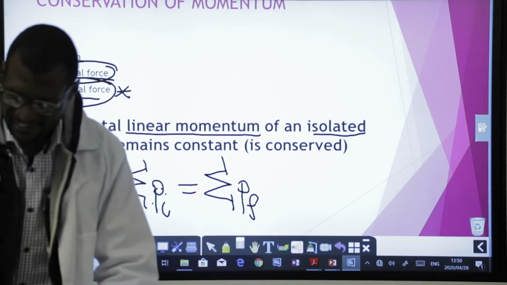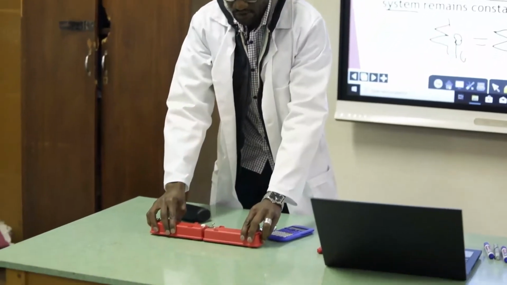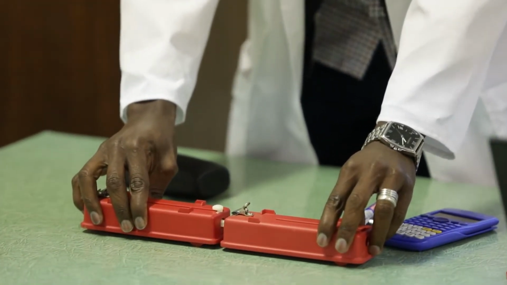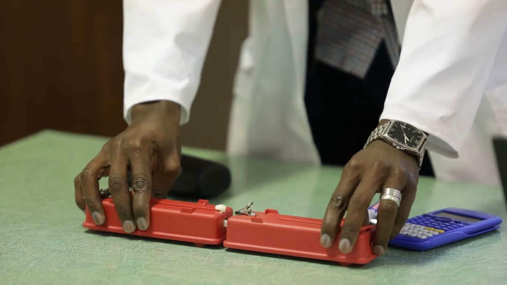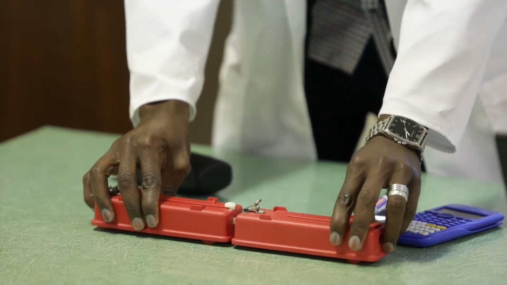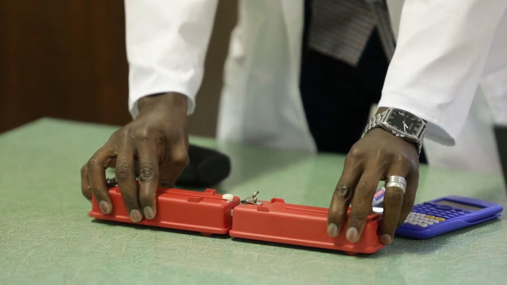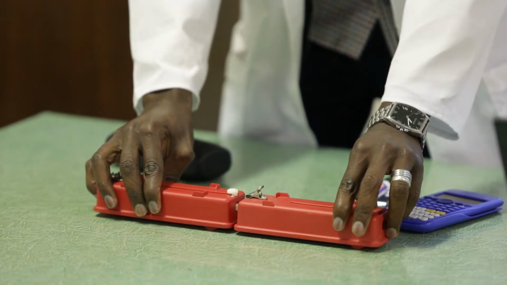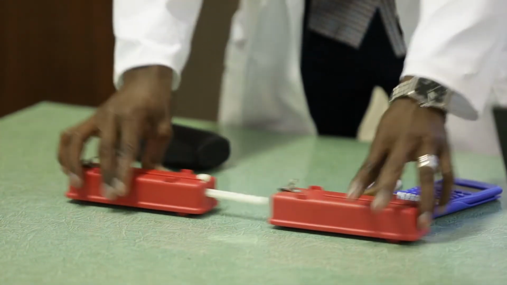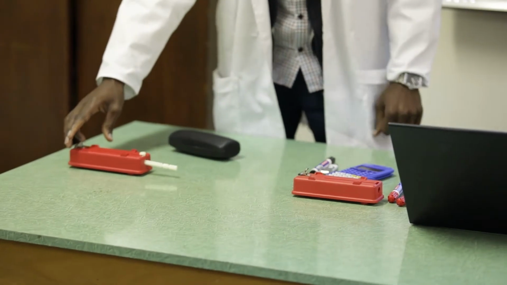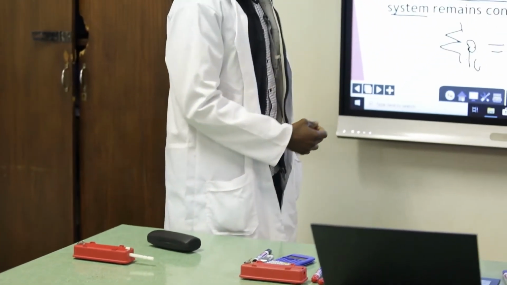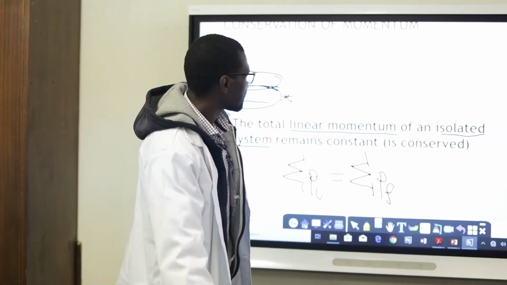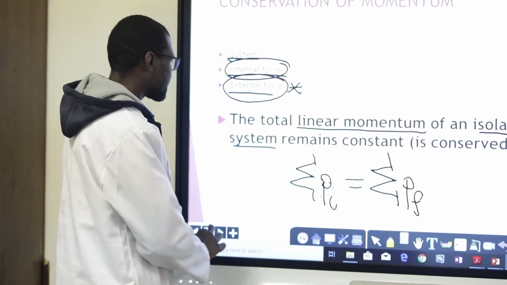So what we are simply saying is that if these two objects are of the same masses, and initially they are of velocity 0, their total linear momentum before I move them is going to be equal to the total momentum after I have moved them or after they are released. We'll look at questions that have to do with that in a moment.